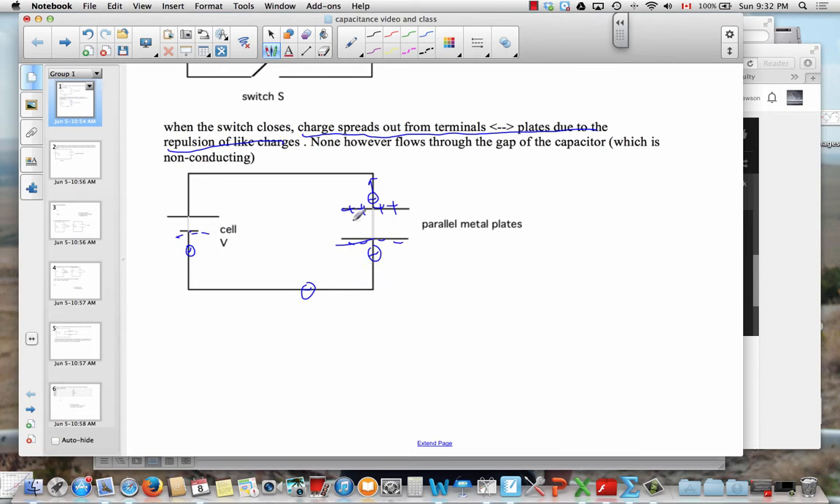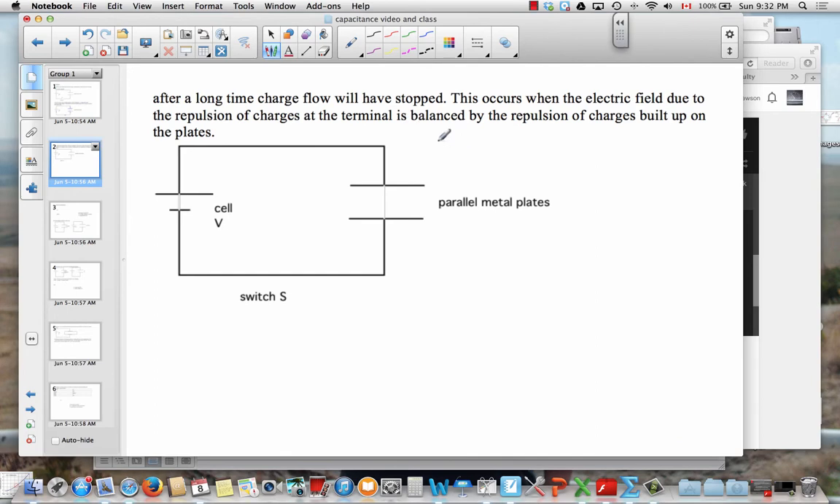So there's a push from the cell, but you'll build up a push here from this plate that will eventually stop all flow. So the key thing is that charge flows from the terminal of the cell to these large plates, which act like reservoirs, but then none flows through the gap. So when you build up enough minus charge on this plate, and when you've pushed enough minus charge away from this one, then the flow will stop. And we say that this capacitor is now charged.